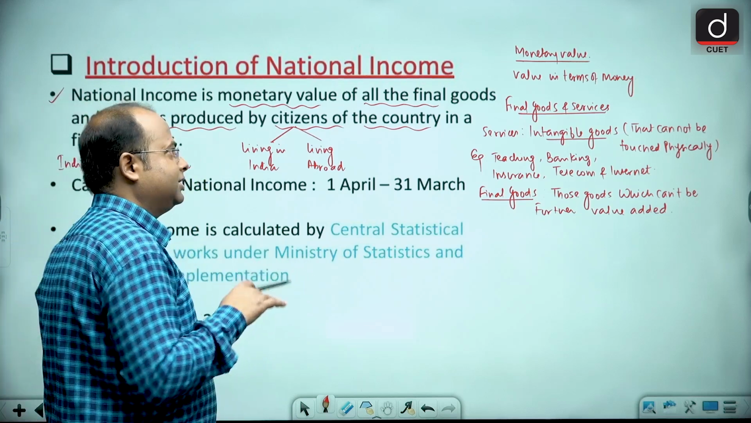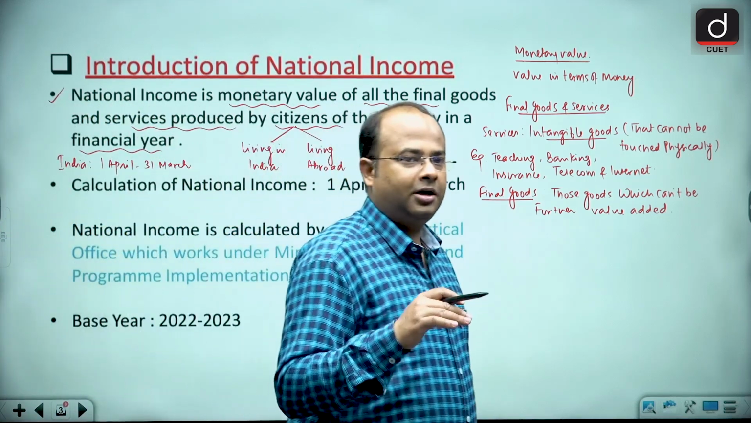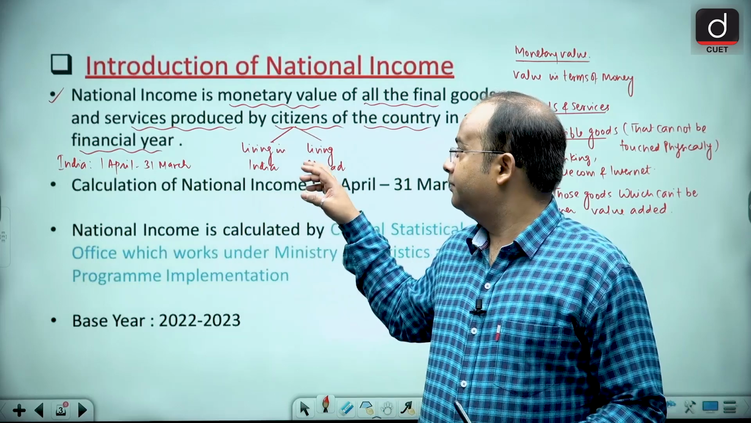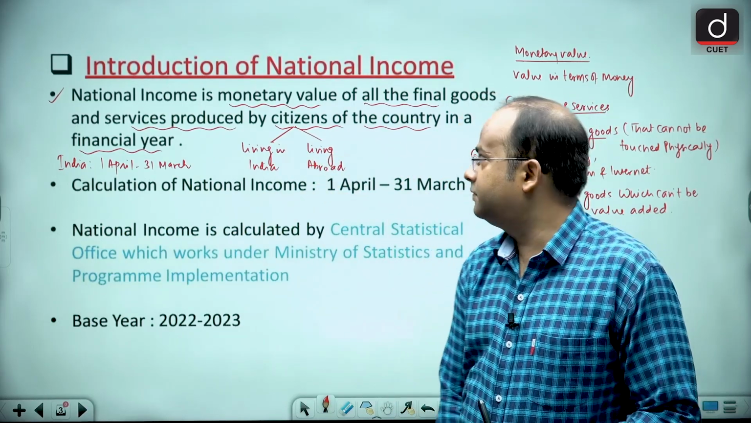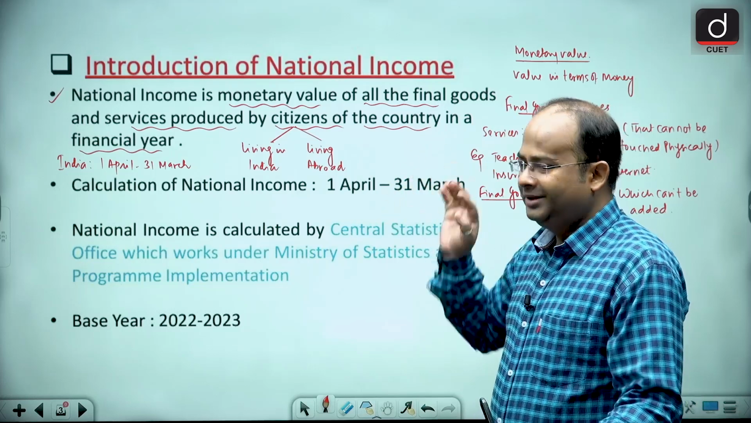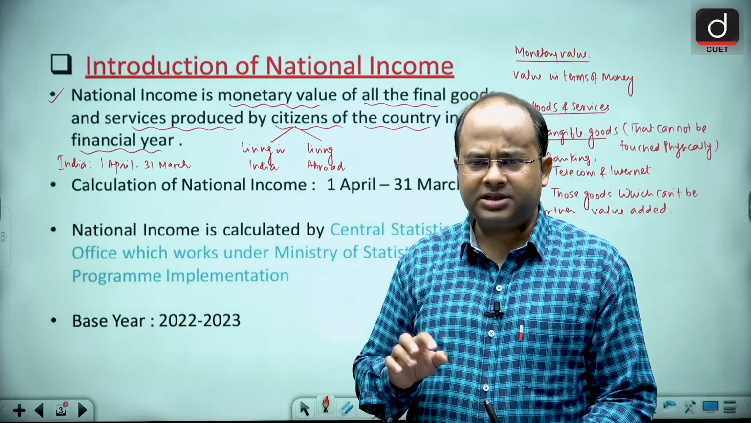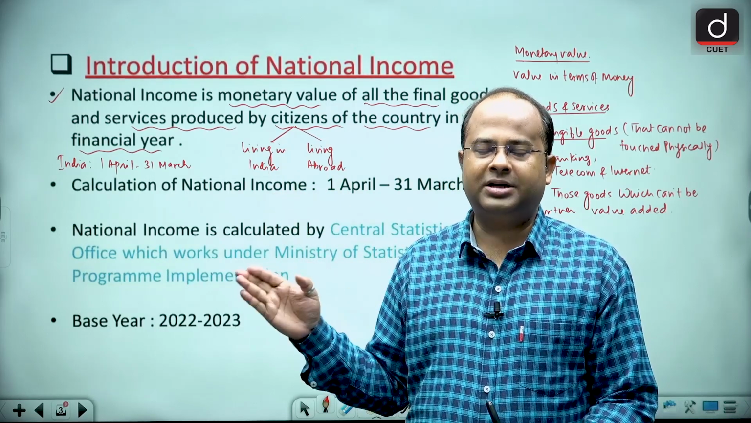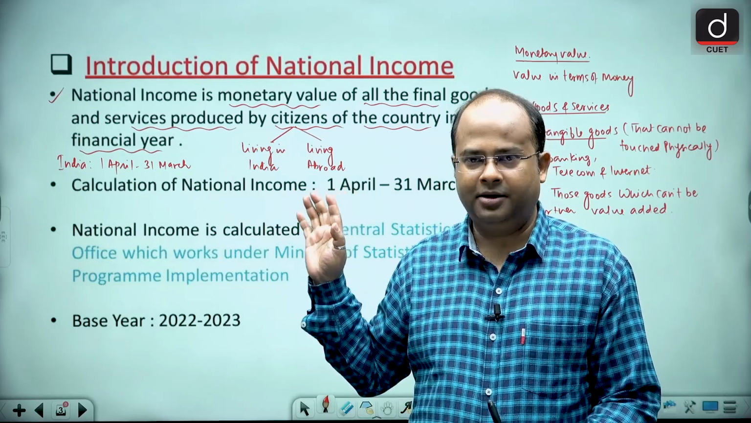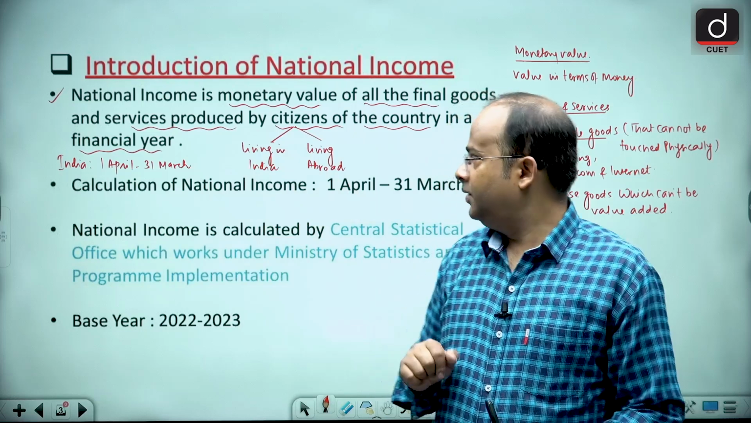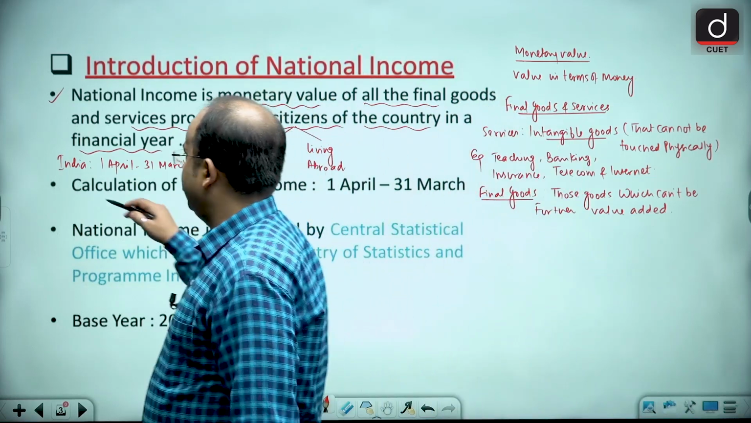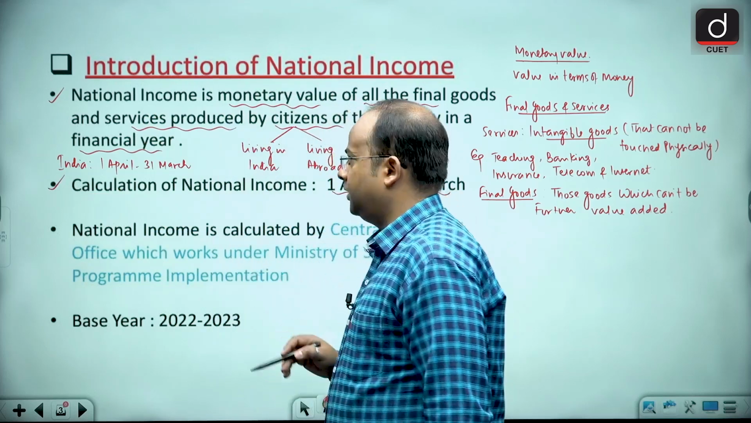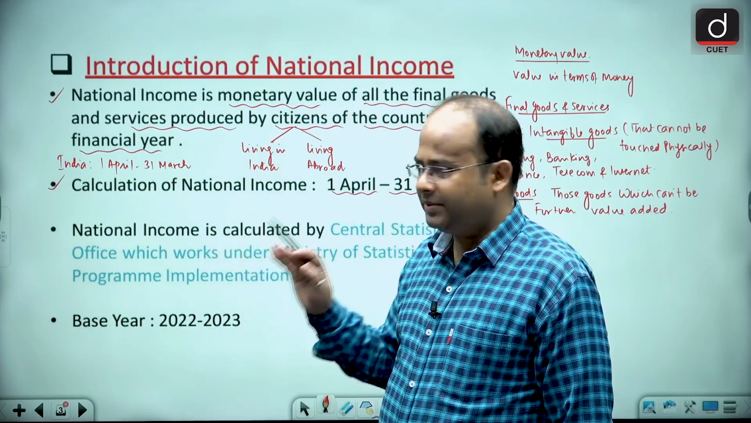So generally this is the definition of national income. It is the monetary value of all the final goods and services which are produced by the citizens of the country in a financial year. So in national income, only the monetary value after selling the final goods and services of the citizens is being added. I hope it is clear to all of you. Now next is the calculation of national income. In India, national income is calculated from 1st April till 31st March, so it is the financial year in which it is being calculated.